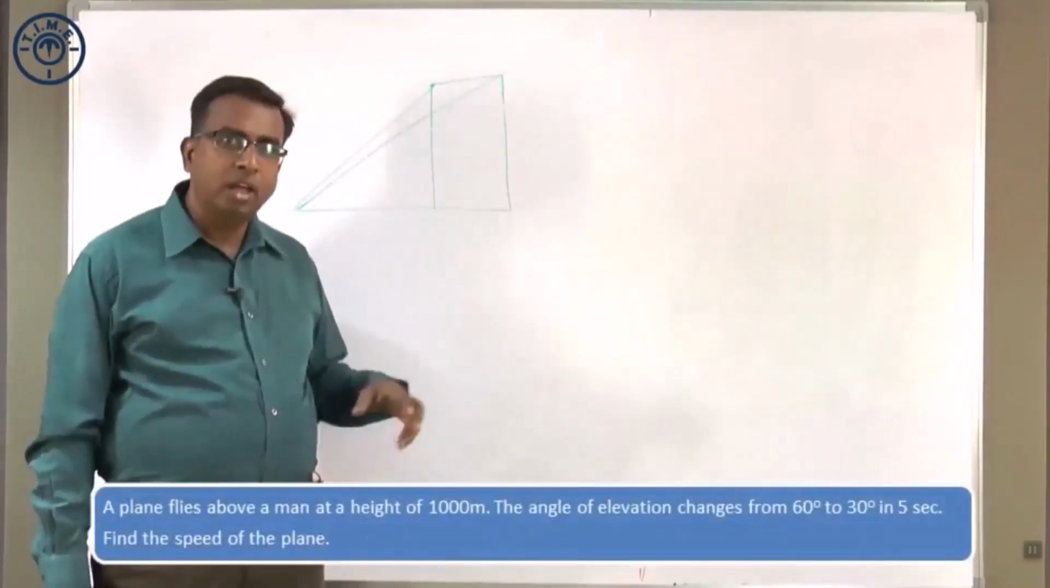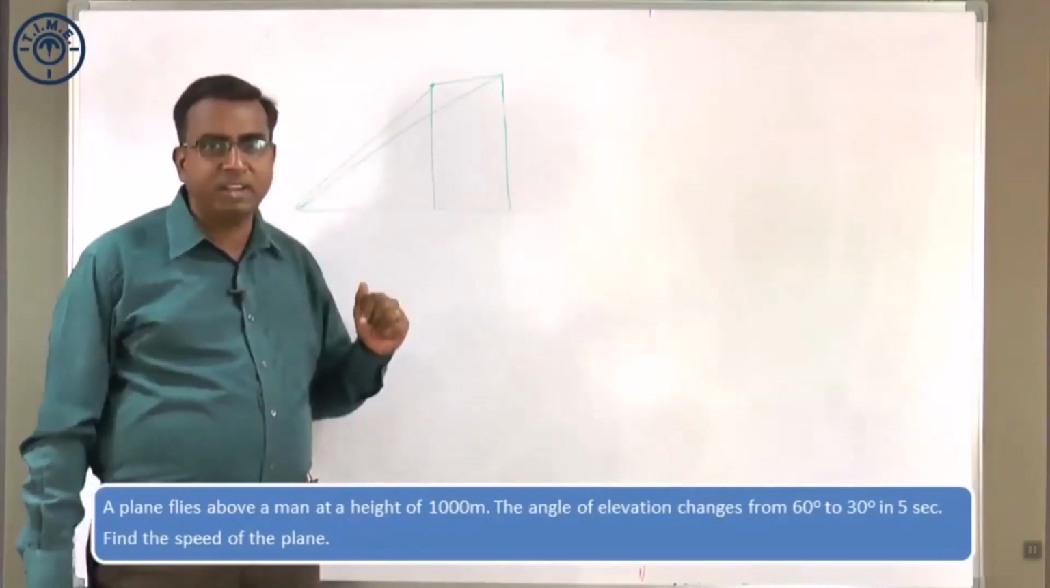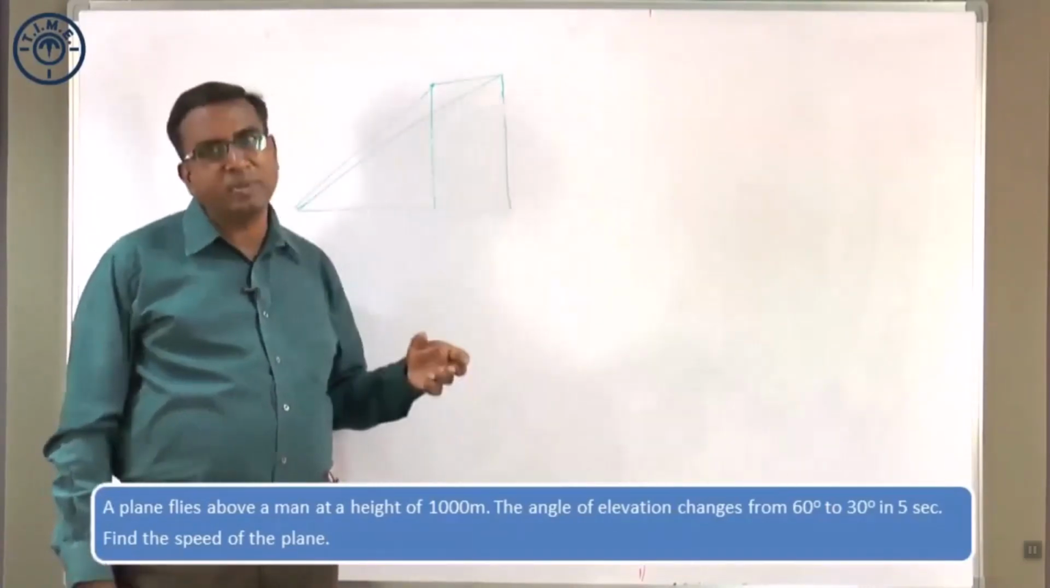Here we have a problem where a plane is flying at a height of 1000 meters or 1 kilometer, and a person is observing the plane at a certain instant. The angle of elevation is found to be 60 degrees. Subsequently, after 5 seconds, the plane has moved to a different position.